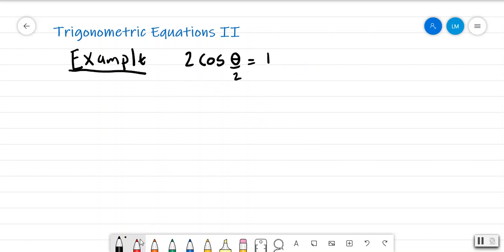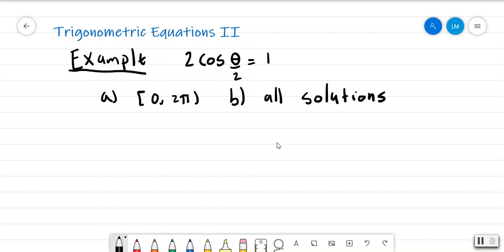So most of the time we want to solve for when the interval is bounded from, let's say, 0 to 2 pi, but other times we want to look for what we call all solutions. When we look for all solutions, that means that we're talking about multiple rotations. So let's go ahead and try to solve this equation.